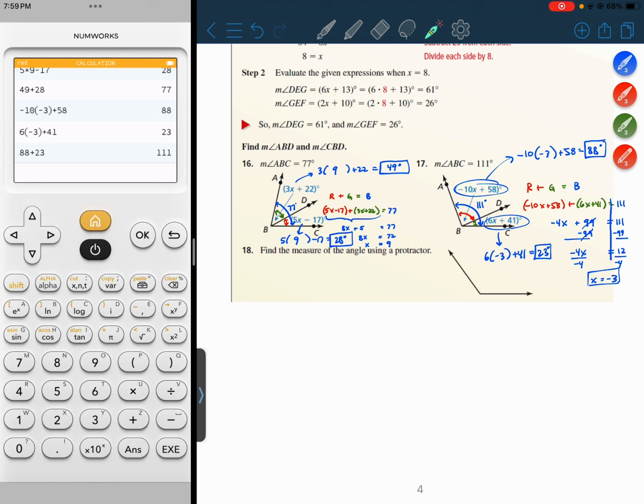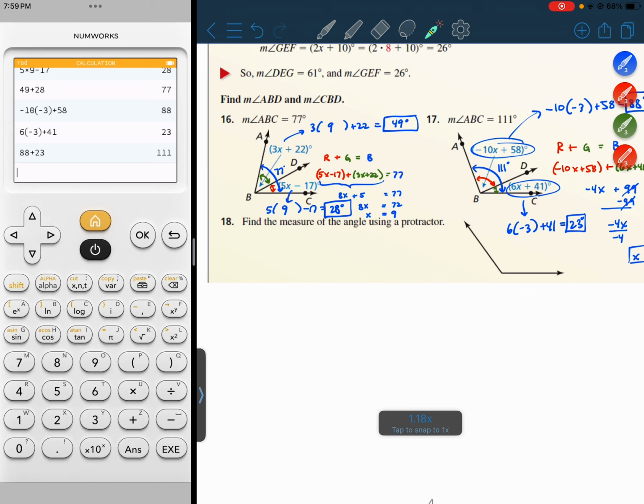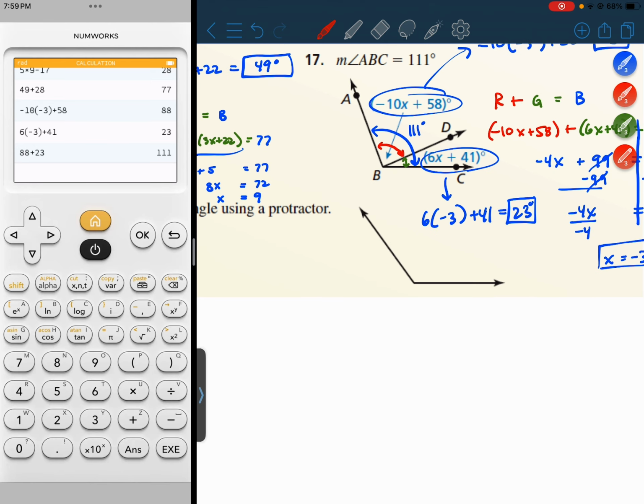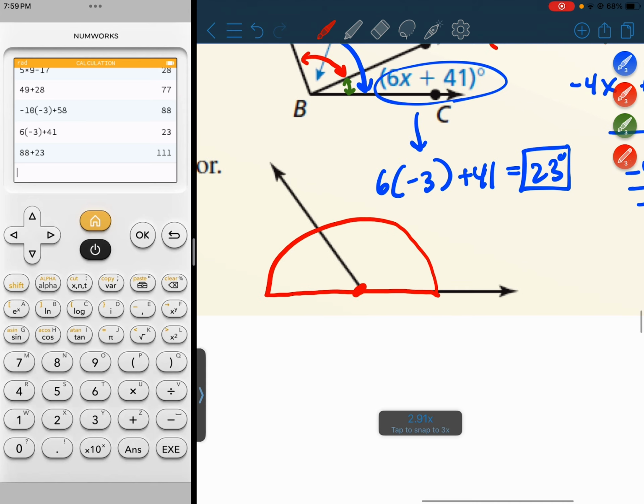Number 18, find the measure of the angle using a protractor. Unfortunately, I don't have a protractor that I can put on the screen here, but I'll show you how I would place the protractor. I place it here so that the center of the protractor lines up with the vertex, and then I'd search for the 0 on this side, and go along the tick marks until I got to whatever number's over here.